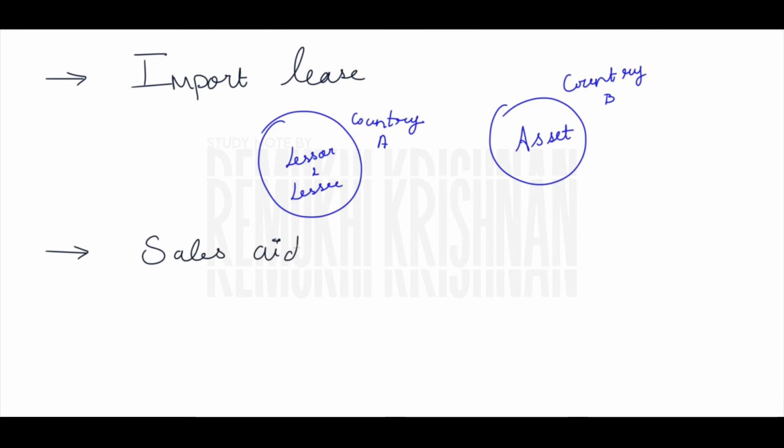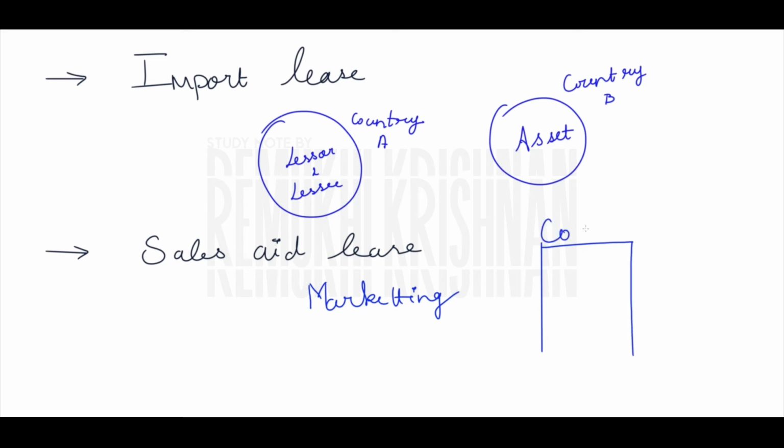The next point is about sales aid lease. What is sales aid lease? Here, the lessor enters into an agreement with the seller. Usually, the seller is a manufacturer of the equipment, and he wants to market that equipment. So the manufacturer's product is marketed through leasing operations. The best example is a coffee vending machine.